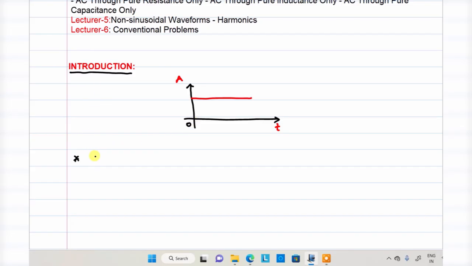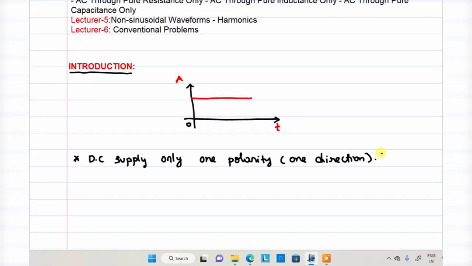So in this case, DC supply has only one polarity. One polarity is nothing but one direction only. The current flows in one direction, as well as there is no frequency. It is one direction, there is no alternation. What about the frequency of DC supply? The frequency F is equal to 0.